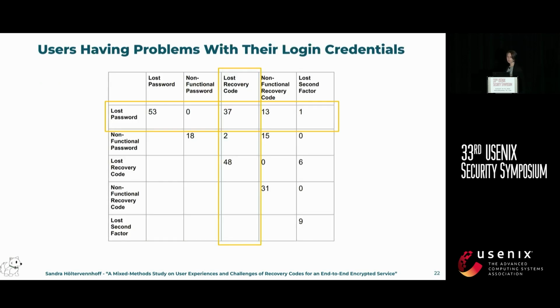So on this slide, we can see all the threads that are connected to problems with login credentials. We can see that 48 users lost their recovery code and 53 users lost their password. And critically, both events co-occurred 37 times, meaning permanent account loss.